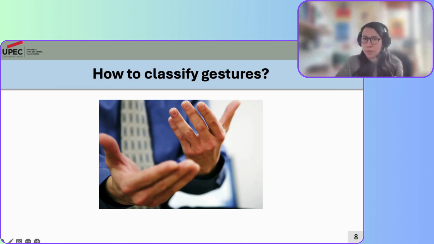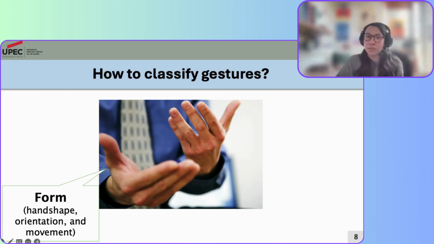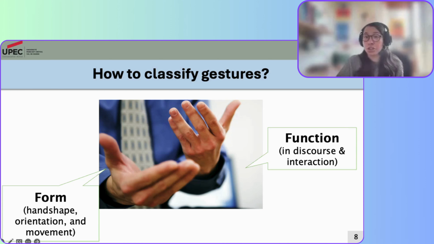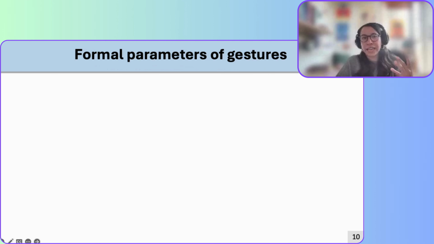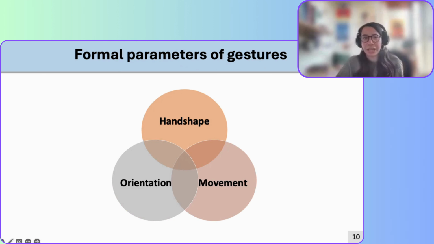Well, there are two ways you can do it. Just like in speech, you can look at the form, so the hand shape, orientation, and movement, or you can look at the function of the gesture in discourse and in interaction. I'll walk you through some examples for the form. When you think of formal parameters of gestures, there's hand shape, movement, orientation, among others. Of course, I'm simplifying here so that it makes sense to you.